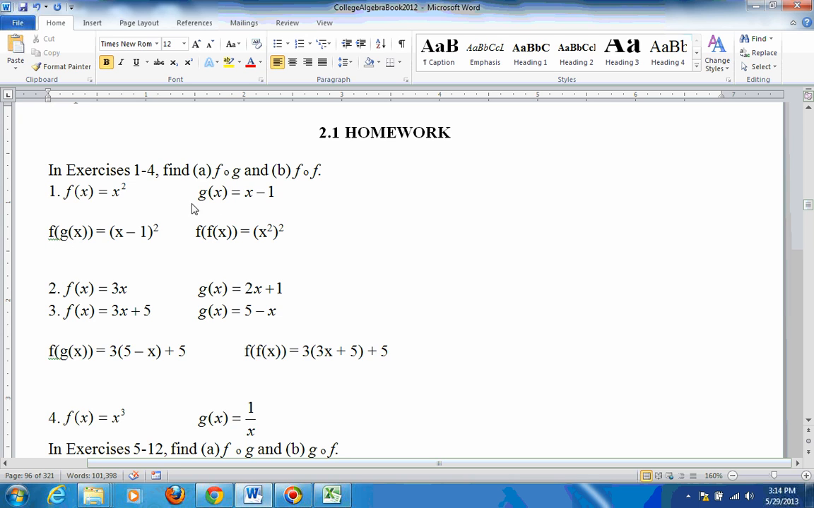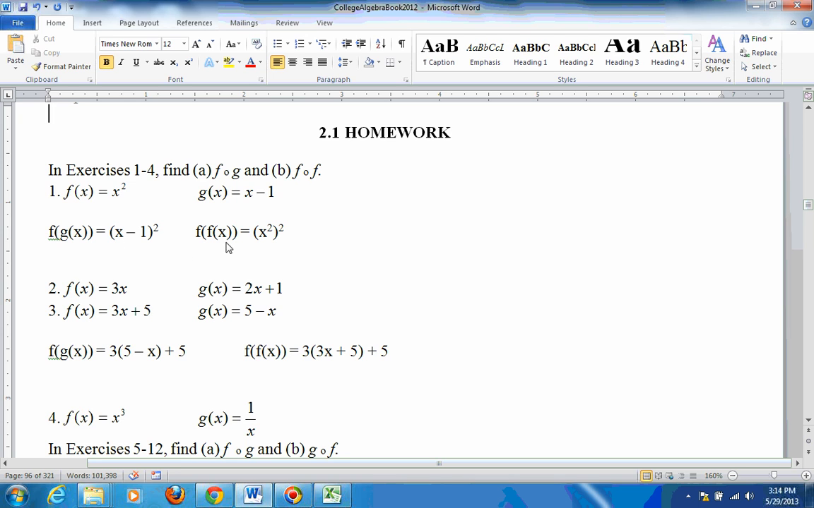F of g of x means put the g of x function, x minus 1 in this case, into the x on the f of x function. So in other words, replace that x right there with x minus 1 and you would have x minus 1 squared. Then you could FOIL that out or use a poly sheet to expand it and you would get x squared minus 2x plus 1.